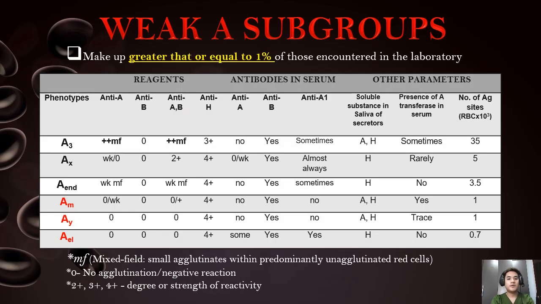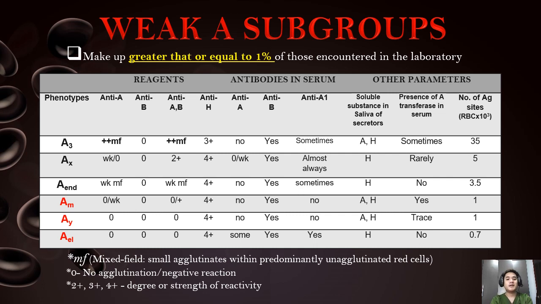So with your weak A subgroups, they only account for 1% or less of the case occurrences encountered in your blood banks and are not given much importance in the clinical field. But given the rarity of the cases, they pose a great deal of academic interest and are always a favorite topic of your board examiners. That's why it is always emphasized in teaching institutions and most particularly in your board exam review centers.